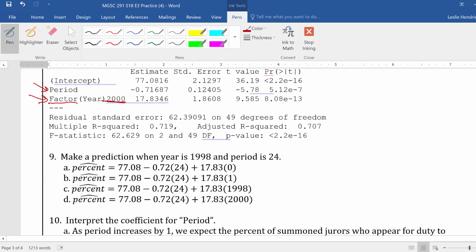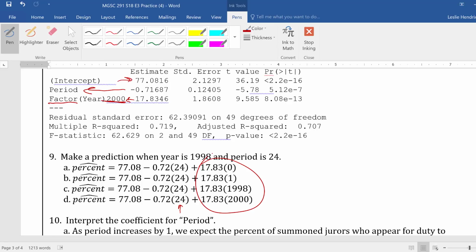All right, so we're tasked with making a prediction when the year is 1998 and the period is 24. So our regression equation is 77.08 minus 0.71687 times period plus 17.8346 times year. Period is 24 in all the answer choices. So obviously I'm testing you on whether you know how to plug in a number to get a prediction for a categorical variable. Since we treated year as a categorical variable, we either plug in a 0 or 1. And either you get it from the blurb or from the output. We know here that the year 2000 gets a 1. So if we want to predict for 1998, we need to plug in a 0 for year, because 2000 is the coefficient that it put in the output, and so 0 would indicate the other year, 1998. So A is the answer there.